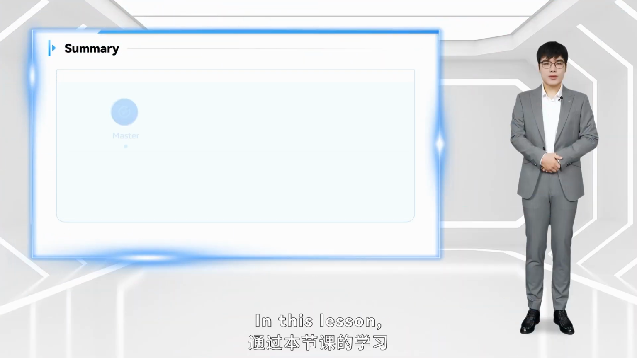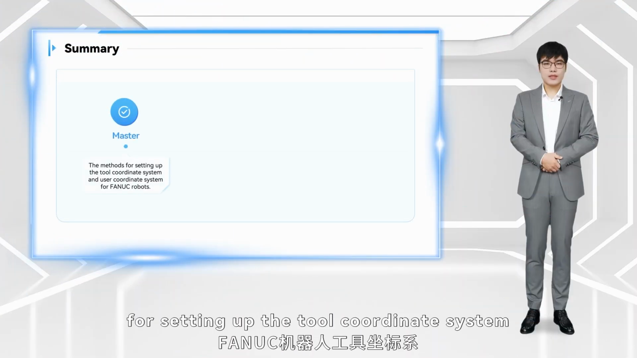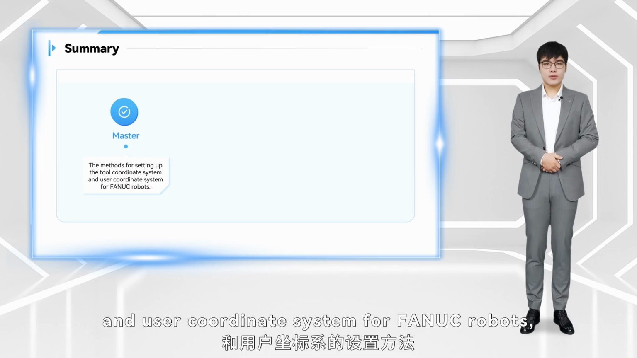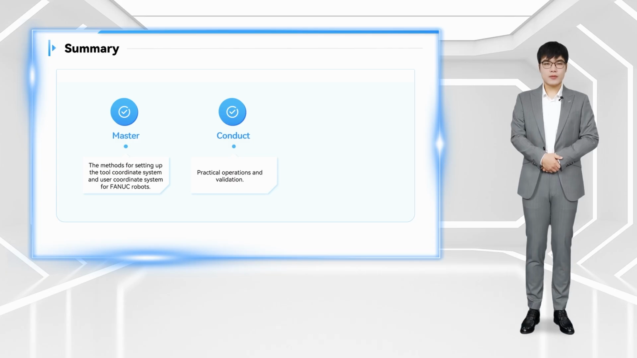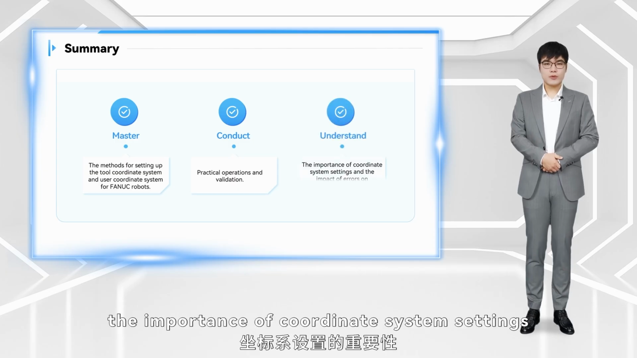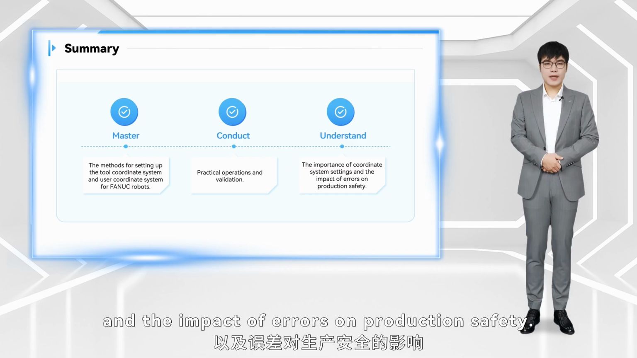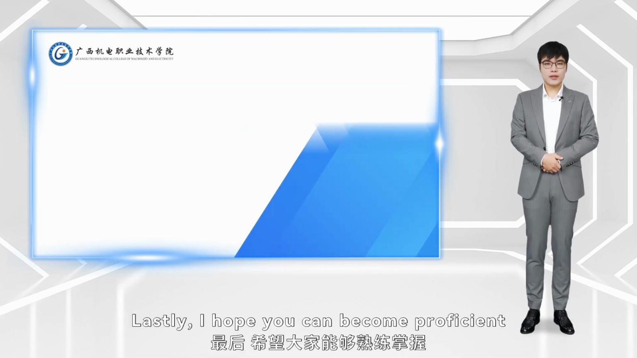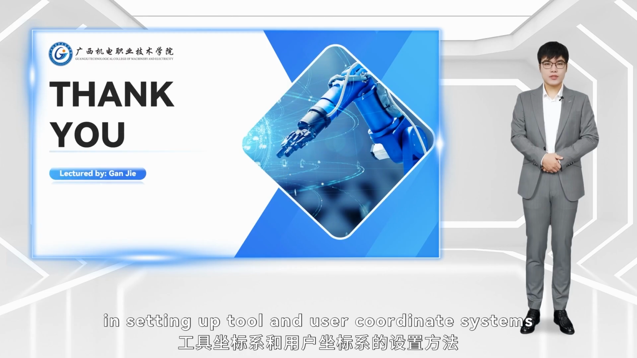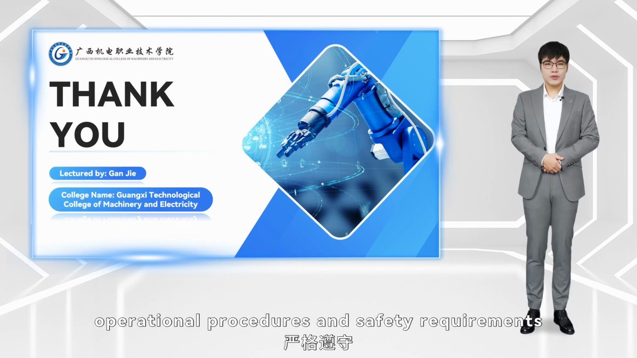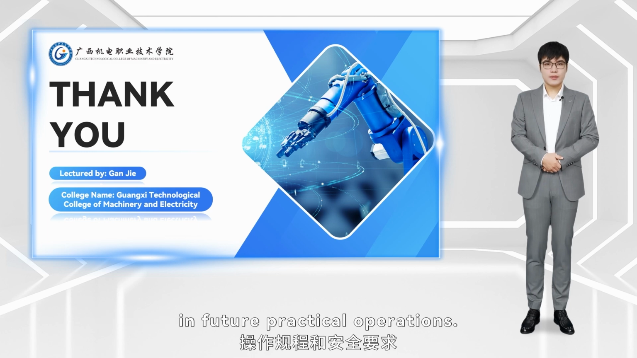In this lesson, we have mastered the methods for setting up the tool coordinate system and user coordinate system for FANUC robots, and we have practiced and verified these settings. We have also deeply understood the importance of coordinate system settings and the impact of errors on production safety. Lastly, I hope you can become proficient in setting up tool and user coordinate systems and strictly follow operational procedures and safety requirements in future practical operations.